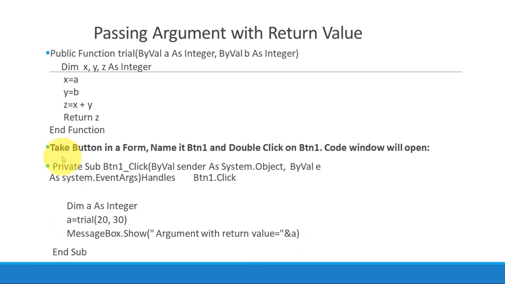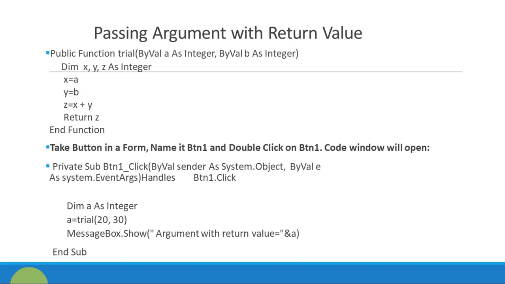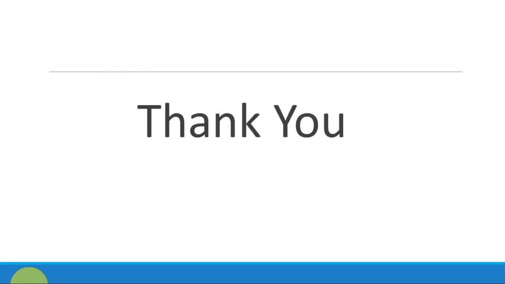So this is how in this case we are returning the value, and in the previous case, when we were calculating Z, we were not returning the value to the caller, rather we were displaying it in that part only, that is without return. So this is all about procedures and functions and parameters. Thank you.